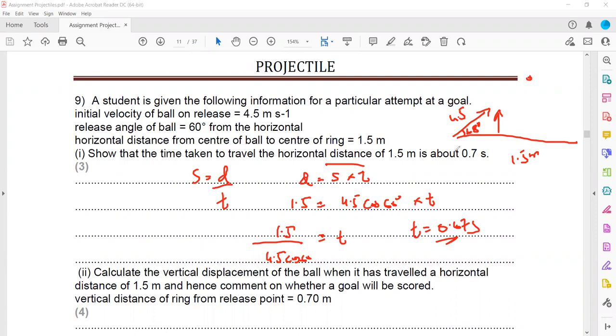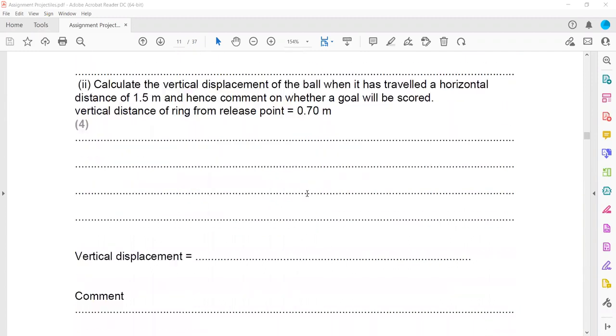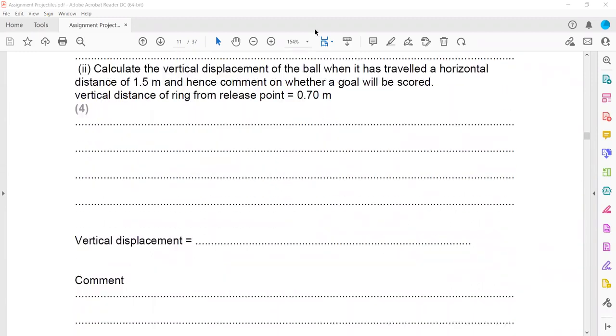Look, sometimes maybe you're not able to solve the first part. So you can use the answers which are given here, because for the next question you need the time. So this time you have to use in the next part. That's why, if you are not able to solve the first part, you can use the given answer to do the second part. The second part: calculate the vertical displacement of the ball when it has traveled the horizontal distance of 1.5. So when the ball has traveled a horizontal distance of 1.5, the question is at what height this ball is.